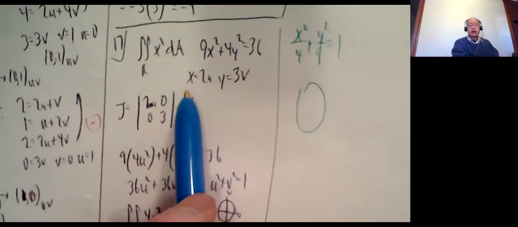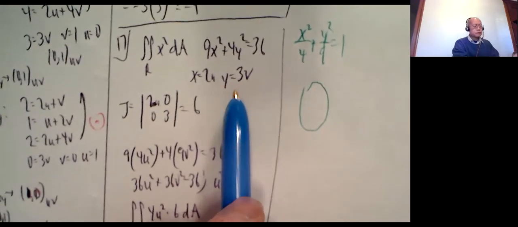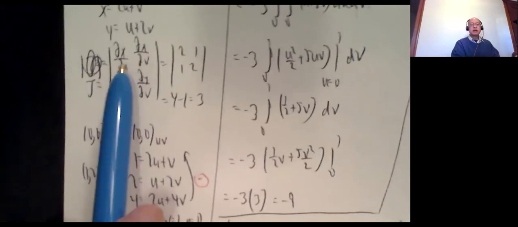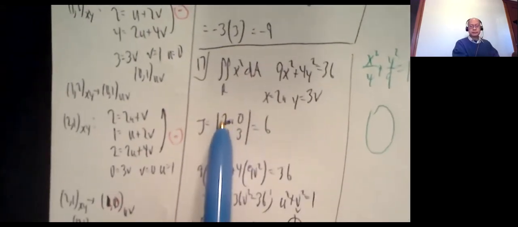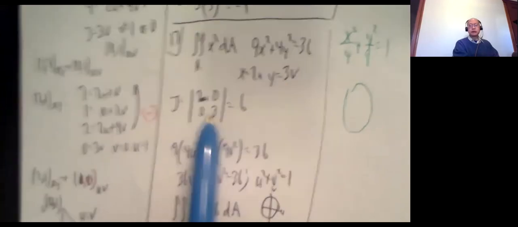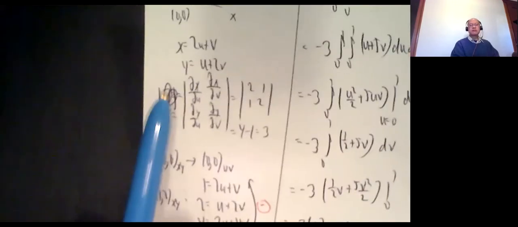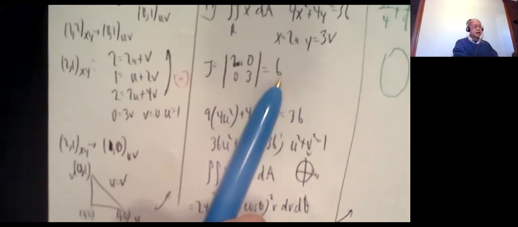But let's see what happens if I do this transformation. x equals 2u, y equals 3v. So I need a Jacobian. Partial of x with respect to u, partial of x with respect to v, partial of y with respect to u, partial of y with respect to v. Partial of x with respect to u, 2. Partial of x with respect to v, there is no v, so 0. Partial of y with respect to u, there is no u, 0. Partial of y with respect to v, 3. Right? So that's 6 minus nothing, or 6. So my multiplication factor is 6.